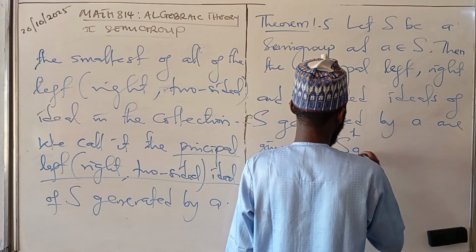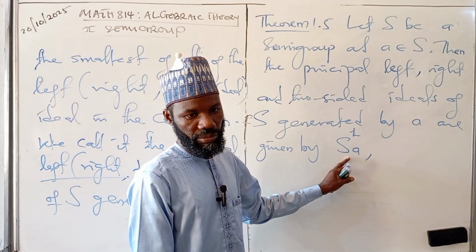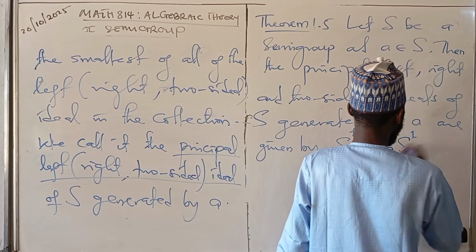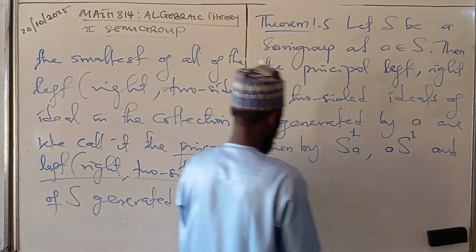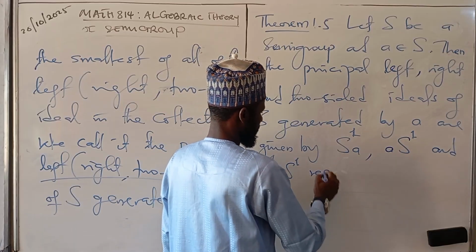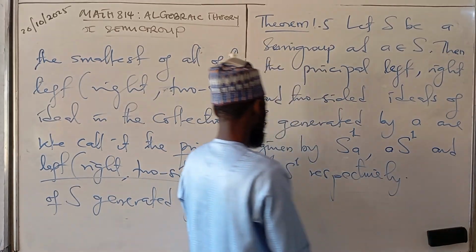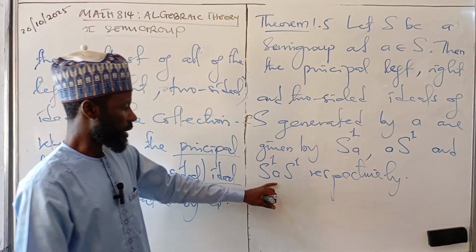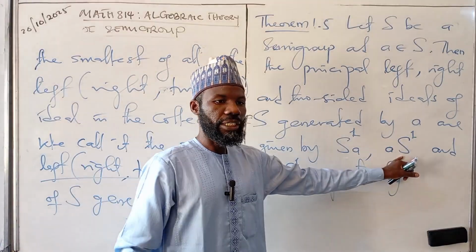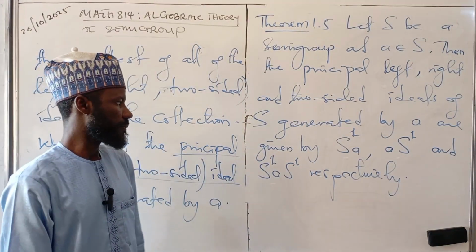S^1 A. So this is the principal left ideal generated by A. S^1 A S^1, respectively. So this will be the principal two-sided ideal generated by A, the principal right ideal generated by A, and the principal left ideal generated by A.